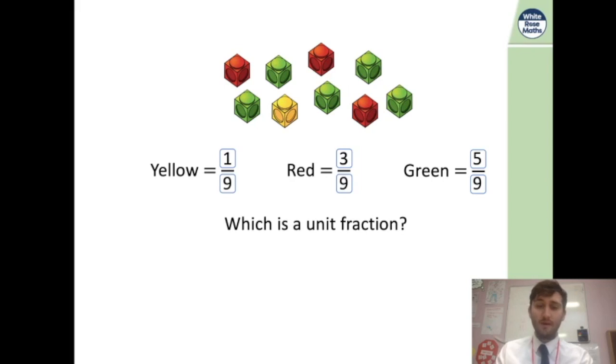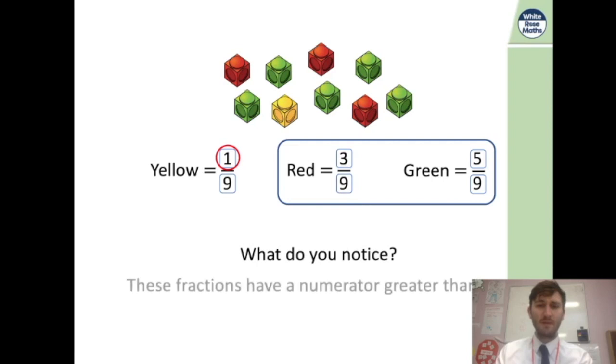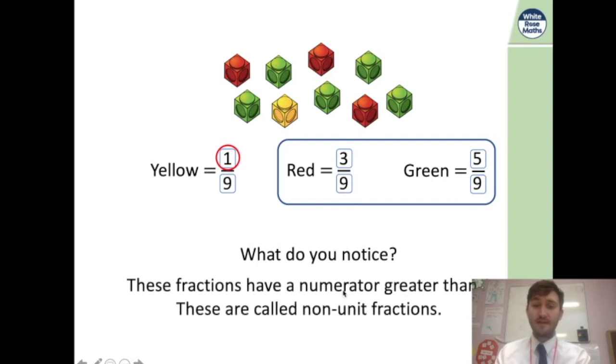Well, let's find out which is the unit fraction. Just as I said, the numerator must be a 1, so the yellow is a unit fraction. But now these two have got a numerator of more than 1. So what do we call these ones? Well, these fractions have a numerator greater than 1, and these are called non-unit fractions.